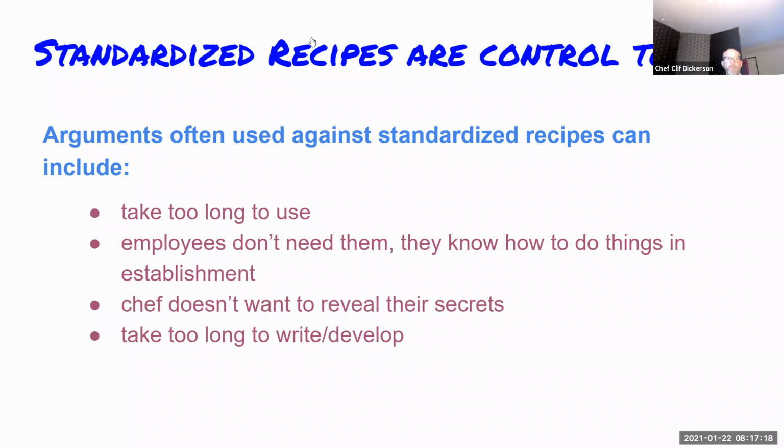Let's see. Do you mind reading this? "Arguments often used against standardized recipes can include: take too long to use, employees don't need them, they know how to do things in the establishment, chef doesn't want to reveal the secrets, takes too long to write or develop." All right. If there's a chef that doesn't want to reveal their secrets, that's just ridiculous.